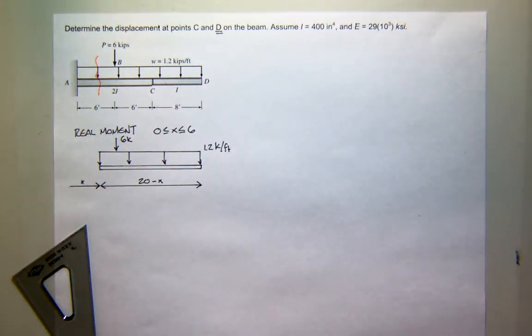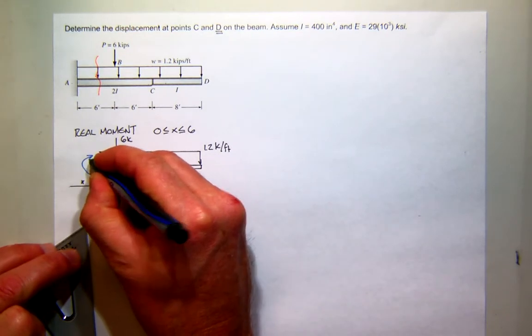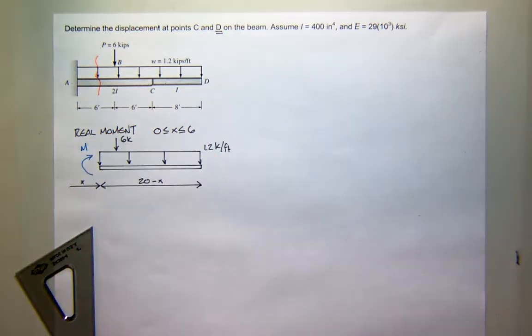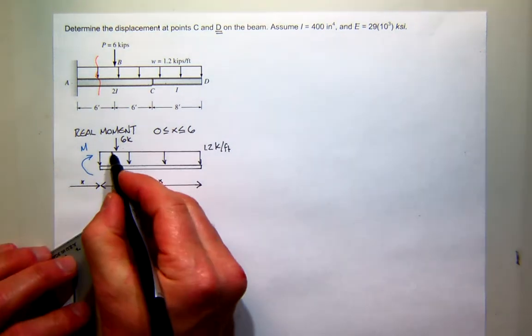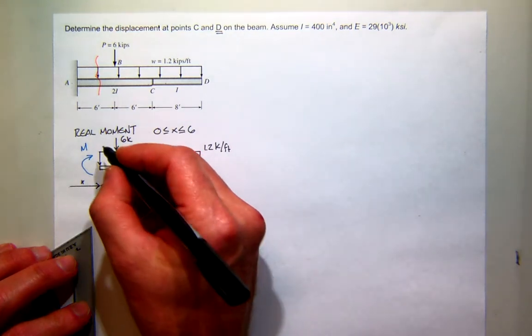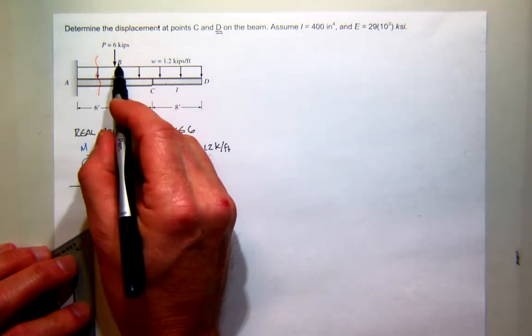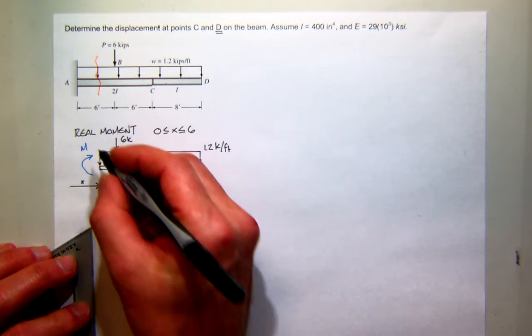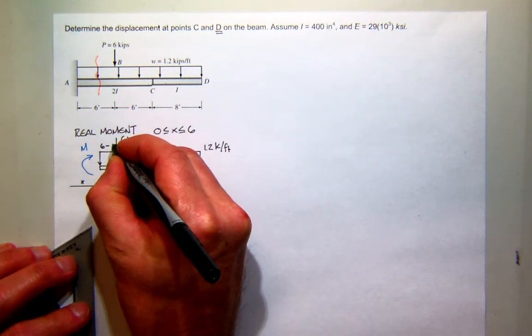And then internally, I have my moment. So I'm going to measure everything from that cut surface, the moment surface. So what is the distance from the 6 kip force to the cut? Anybody know? 6 minus x. So when x is 0, the distance is 6. As I move out to 6, the value gets smaller. So I'll just go ahead and write in that this is 6 minus x.